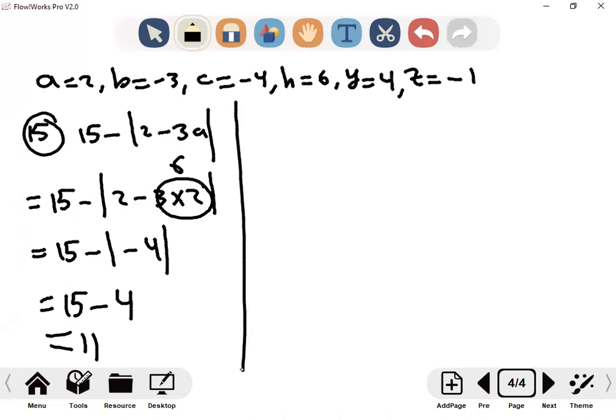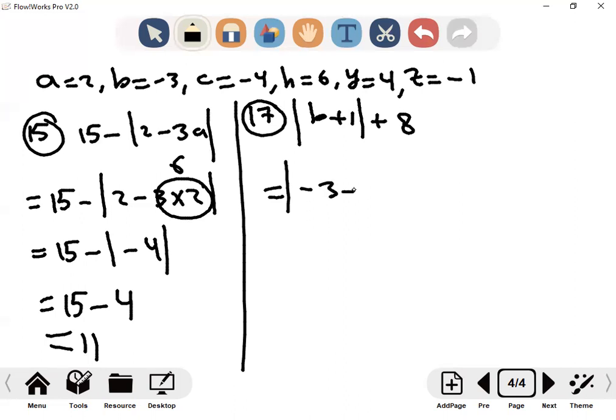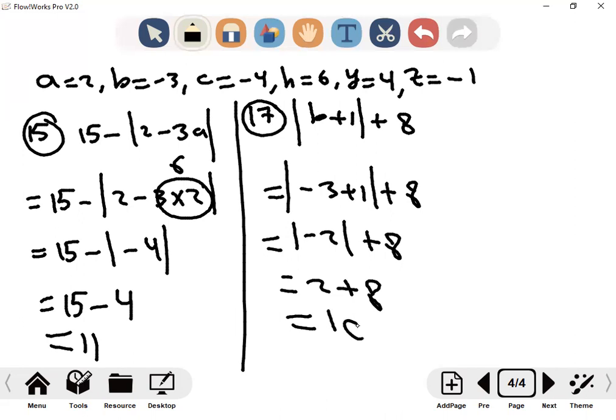Question 17. The absolute value of b plus 1, all plus 8. This is equal to the absolute value of b, negative 3, plus 1, all plus 8. The absolute value of negative 2 plus 8 means 2 plus 8, which means 10. Right?